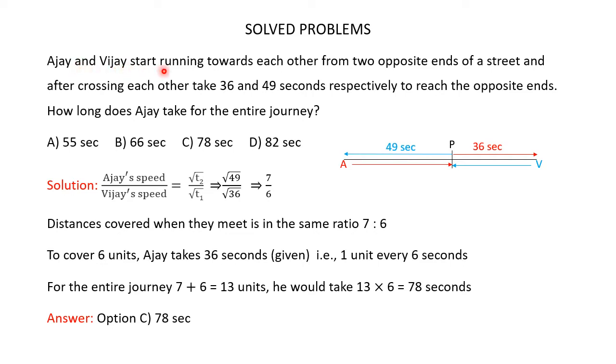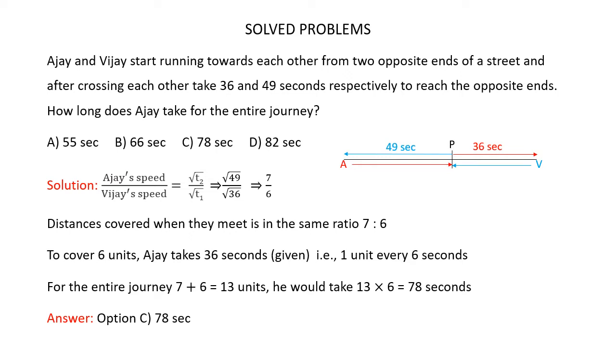Ajay and Vijay start running towards each other from two opposite ends of a street, and after crossing each other take 36 and 49 seconds respectively to reach the opposite ends. How long does Ajay take for the entire journey? You are given four options here and you have to find out which of these options is the correct one. So here you are asked to find how long Ajay takes for the entire journey.